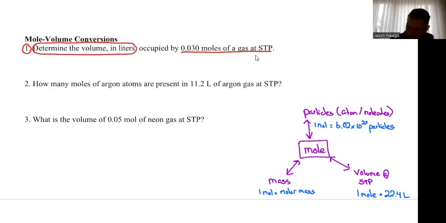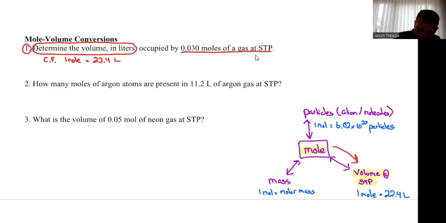Well, if I look at my mole map, I'm going between moles and volume of a gas at STP. If I look at my conversion factor, 1 mole of a gas is equal to 22.4 liters. Now, I could have chosen any gas. It could have been oxygen, it could have been hydrogen, it could have been whatever. The big thing is that when we talk about volumes, it's all about using gases.